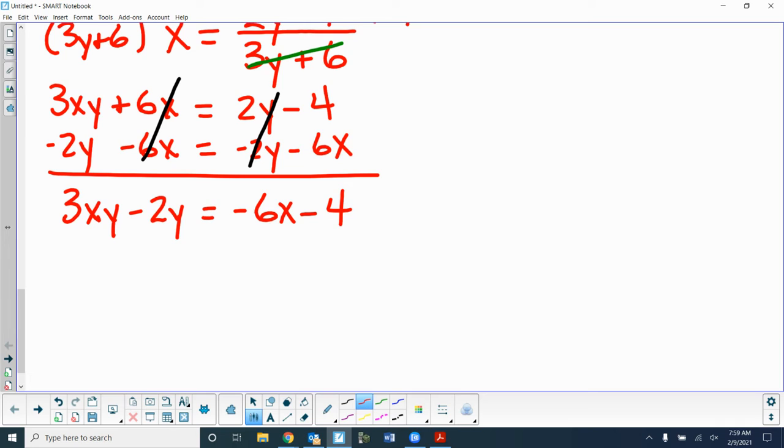So again, I got these 2 y's here. So I'm going to factor it out like a GCF. So I got 3x minus 2. You don't have to worry about factoring anything on the other side. And then divide by that 3x minus 2 to finish it up.